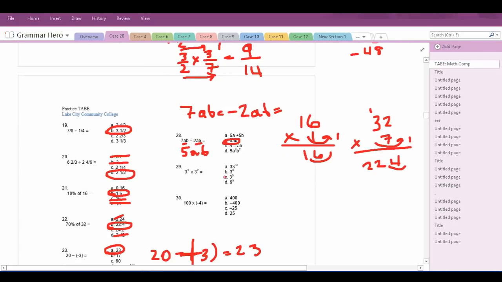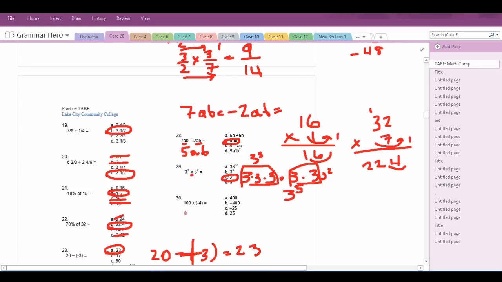29, we got 3 to the third times 3 to the second. You might be saying to yourself, wow, I forgot how to do that. Well, that's fine. 3 to the third is the same as writing 3 times 3 times 3. We got a multiplication sign here, so just bring it over. 3 squared is the same as 3 times 3. So we got 3 times 3 times 3 times 3 times 3. In other words, we have 3 times itself to the 5th power. Again, this is 3 to the third, and this is 3 squared.